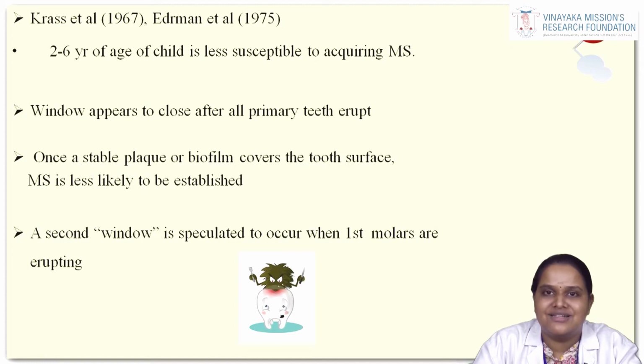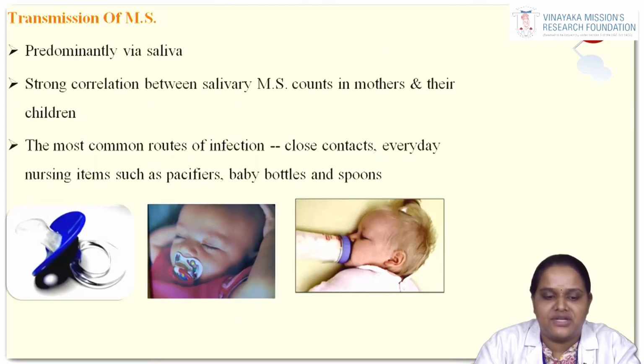Cass et al. in the year 1967 told that a 2 to 6 year old child is less susceptible to acquire Streptococcus mutans. The window appears to be closed once all primary teeth erupt. Once a stable plaque or biofilm covers the tooth surfaces, MS is less likely to get established in the oral cavity. A second window is speculated to occur when the first molars are erupting.